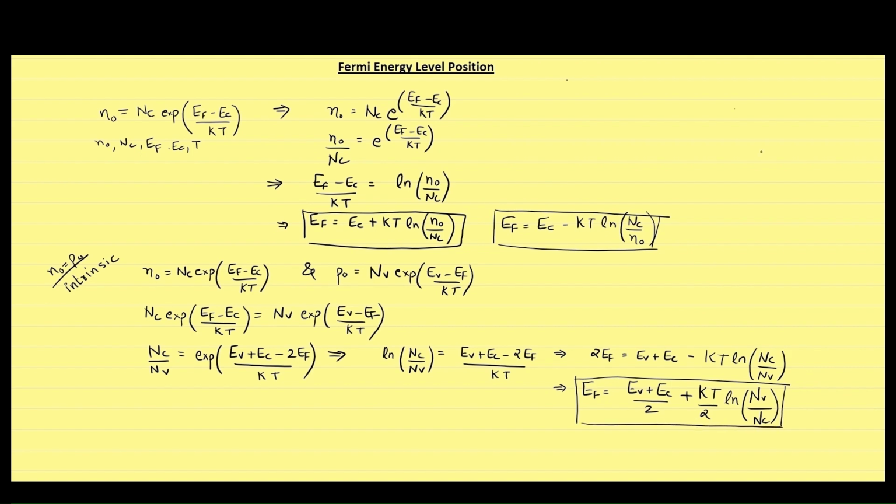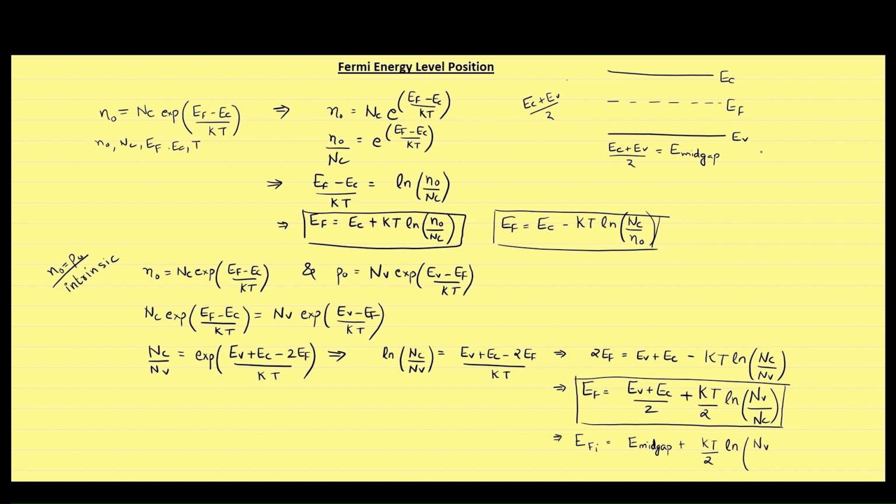An important question is, what is EC plus EV divided by 2? If you recall that when we draw energy band diagram, then we first draw conduction band energy level EC, then we draw Fermi energy level EF, and below it we have valence band energy level EV. EC plus EV divided by 2 is nothing but the exact midpoint between EC and EV. It will be better to write Fermi energy level as EFI so that it will be easier to remember that this formula is valid only for intrinsic semiconductor.